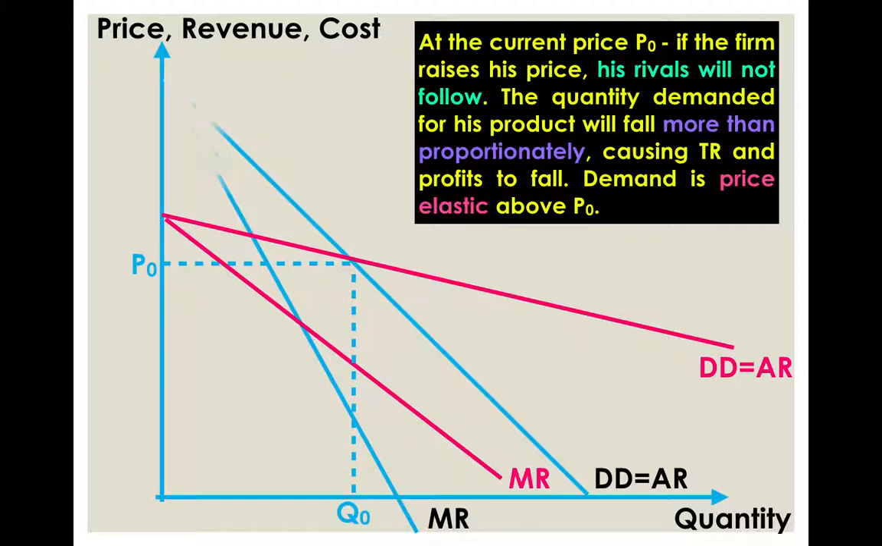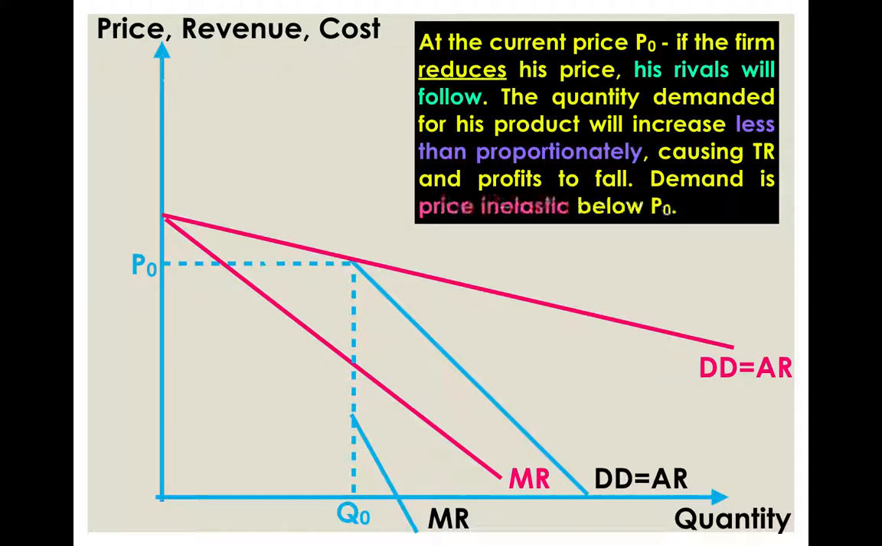So if we erase away the demand and the MR curve that are not relevant, we are only left with the pink, we're only looking at the pink demand and MR curve above P0, because demand is price elastic above P0.